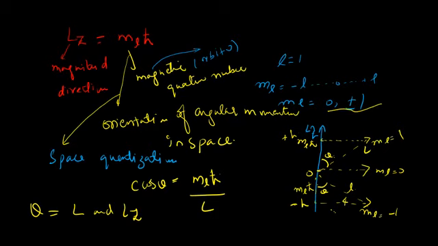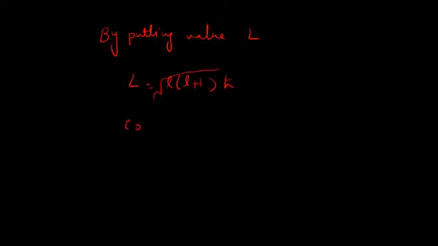So cos theta is basically equal to LZ divided by L, and LZ is equal to ML h cut. By putting the value of L, which is equal to under root L into L plus 1 times h cut, cos theta will be equal to ML h cut divided by under root L into L plus 1 times h cut.